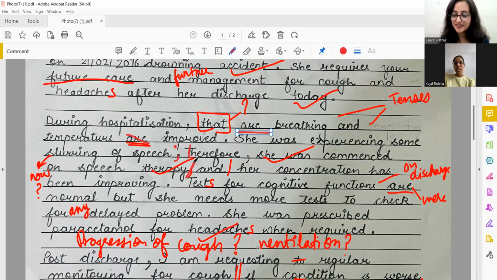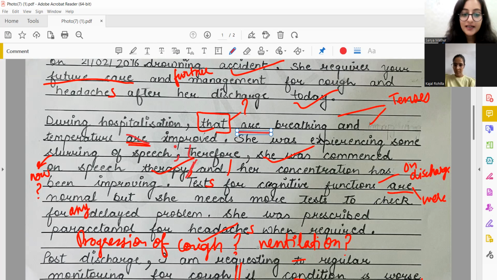Ma'am, because GP always, doctors help to prescribe some medications. Yeah, so they should know everything, right? So you're basically giving the case to a GP. So they should be updated. So when you're writing about cognitive function, about slurring of speech, they should be aware of what you did about this. Yeah. So let's update them about everything. That's the reason. And you're right, because they are going to further manage the condition, so they should be aware as to what's happening. Okay, and then you have written she was prescribed paracetamol again, so plural form for headaches when required.